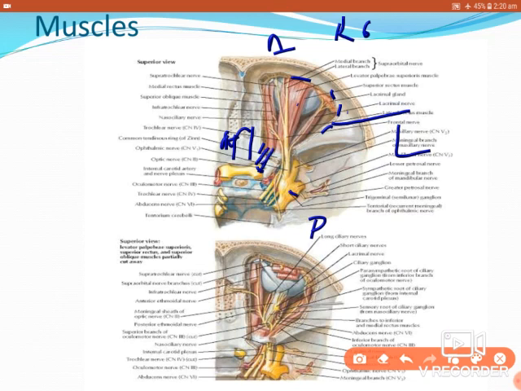Here this is the trigeminal ganglion. You can see the ophthalmic, maxillary and mandibular divisions. This is the ophthalmic one, which divides here. This is the frontal nerve. This is the lacrimal nerve. You can see this is the lacrimal gland which lies superolateral in this orbit.